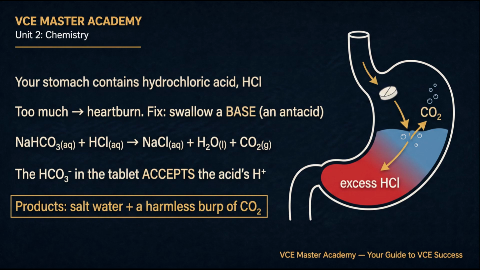The most common antacid is sodium hydrogen carbonate, baking soda. Here's the reaction with stomach acid. Sodium hydrogen carbonate plus HCl gives sodium chloride, water, and carbon dioxide gas. And you already know the star of this equation. It's the hydrogen carbonate ion, our amphiprotic friend from earlier.